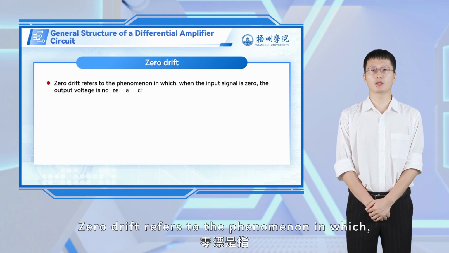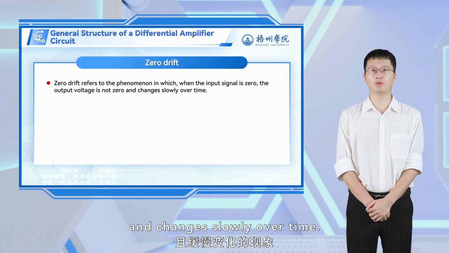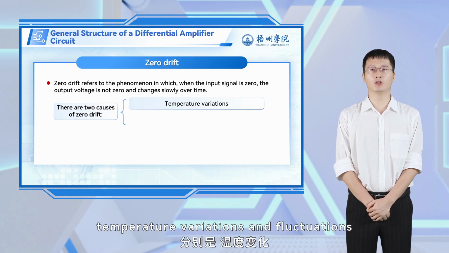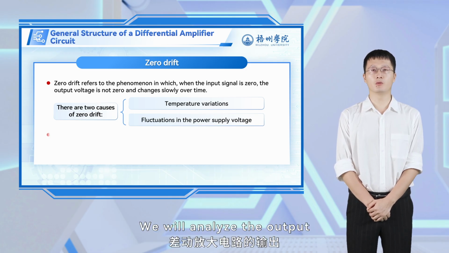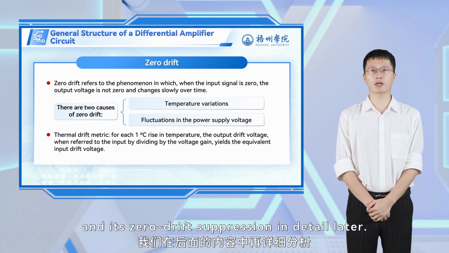Zero drift refers to a phenomenon in which, when the input signal is 0, the output voltage is not 0 and changes slowly over time. There are two causes of zero drift: temperature variations and fluctuations in the power supply voltage. We will analyze the output of the differential amplifier circuit and its zero drift suppression in detail later.